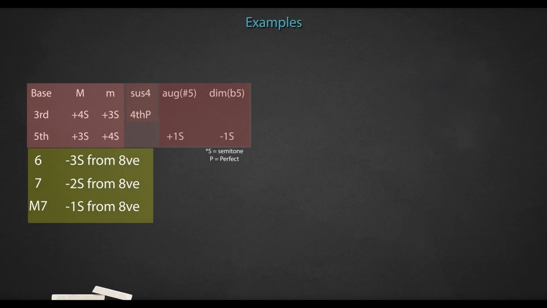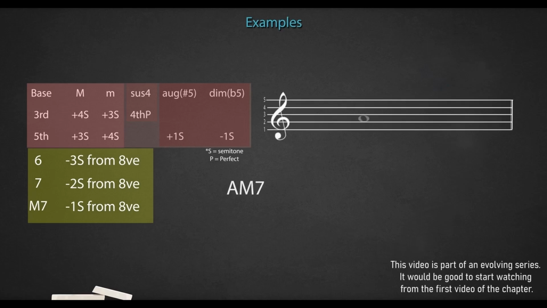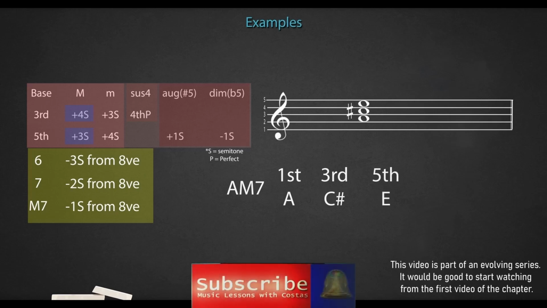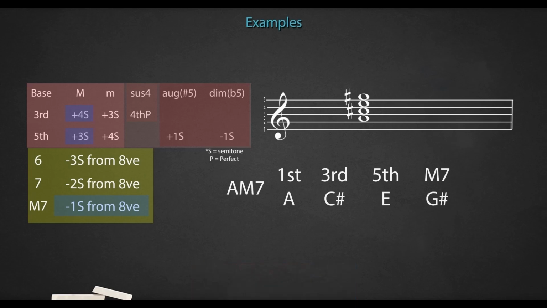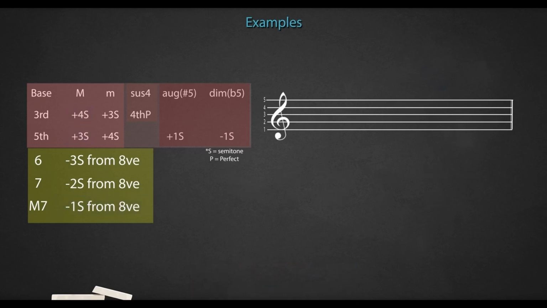So, let's put all this knowledge into practice and make some chords. A major 7. The first is A. The third plus 4 semitones is C sharp. The fifth plus 3 semitones is E. And major 7th is minus 1 semitone from the octave, G sharp. Let's hear it.